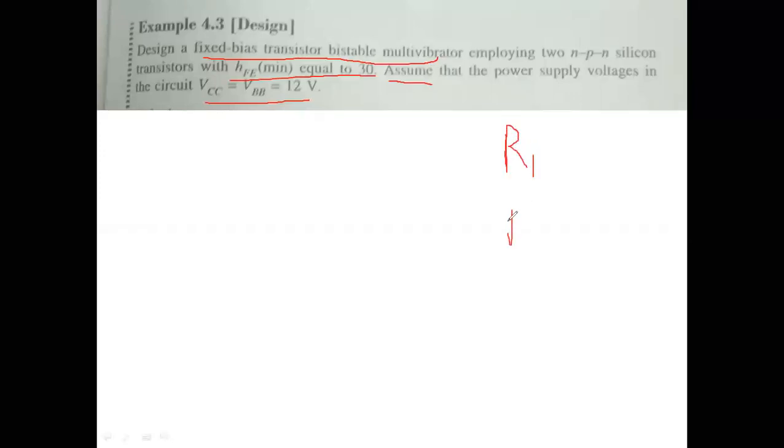If you see this problem, here they have given a fixed bias bistable multivibrator, which is the topic we are discussing, and they have given the beta value and the VCC and VBB values. If we want any other parameters, we can assume them. In designing, we are going to find the R1, R2 resistances and the RC resistance. All these three elements we have to find out. If any other parameters are required for finding these values, we can assume those parameters.